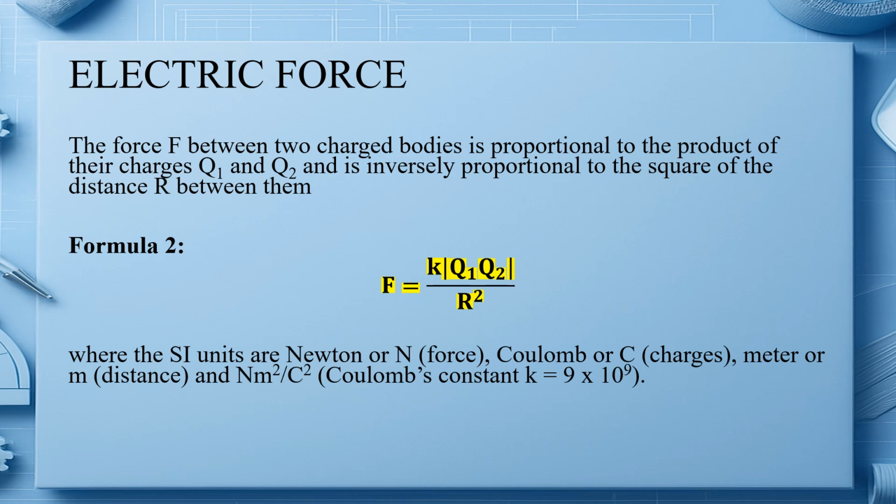over r squared, wherein the SI units for the force is Newton, for the charges it is coulomb, and meter for distance. So we also have Newton meter squared per coulomb squared for the Coulomb's constant, which is 9 times 10 raised to 9. So this is constant all throughout. So if you're going to solve, you can use this.